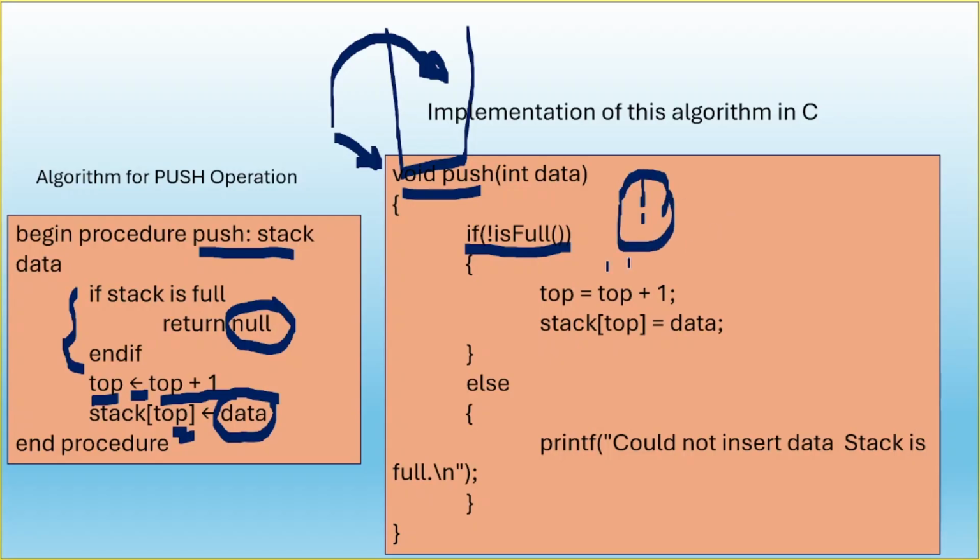Its meaning is not. So if not isfull, that means whatever isfull returns, we take the opposite of that, right? So top equal to top plus 1, increase the value of top by 1, and then stack of top is equal to data. That means whatever data we want to insert into the stack, that is what we are accepting and we are placing it onto the top of the stack.